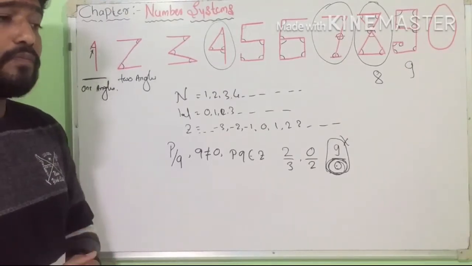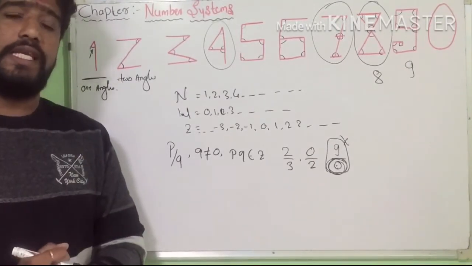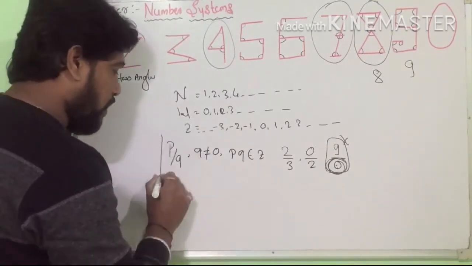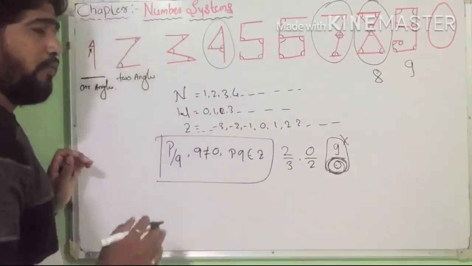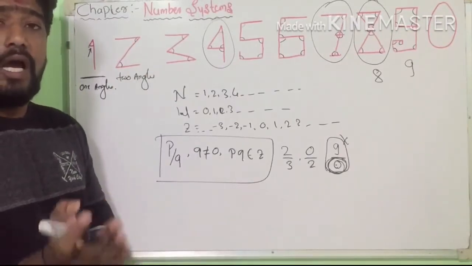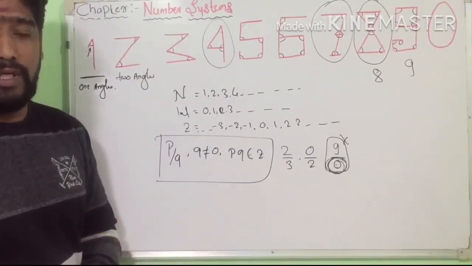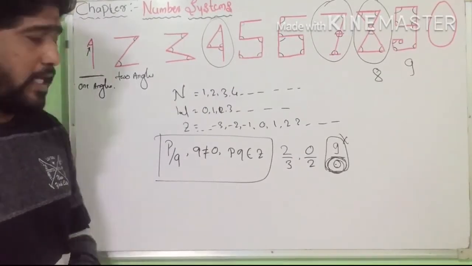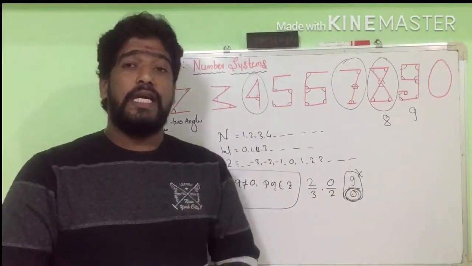So next one, irrational number. So what is an irrational number? An irrational number is a number which is not in the form of p by q, or which is not a rational number. Other numbers are irrational numbers. Apart from the rational numbers, the others are irrational numbers. Is it clear?